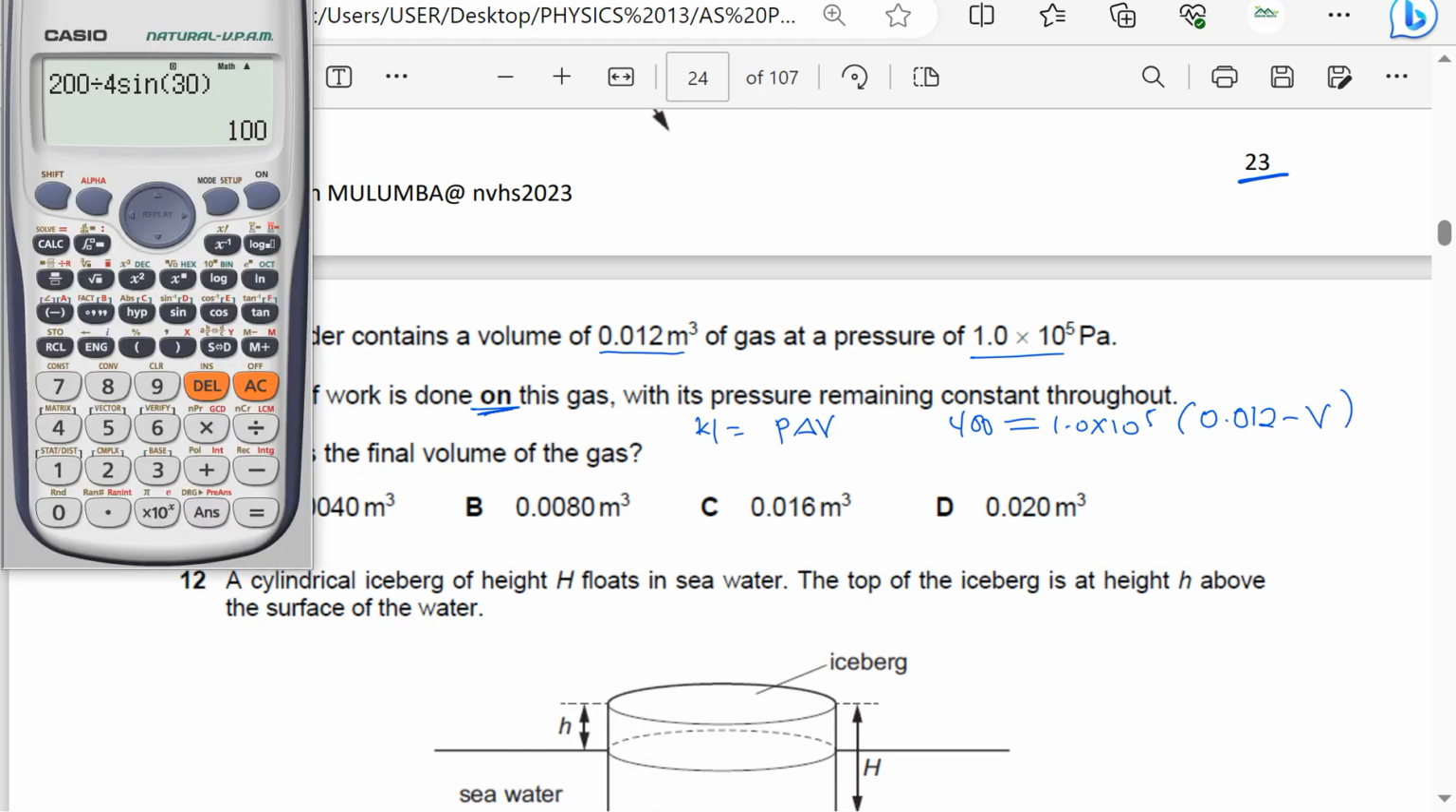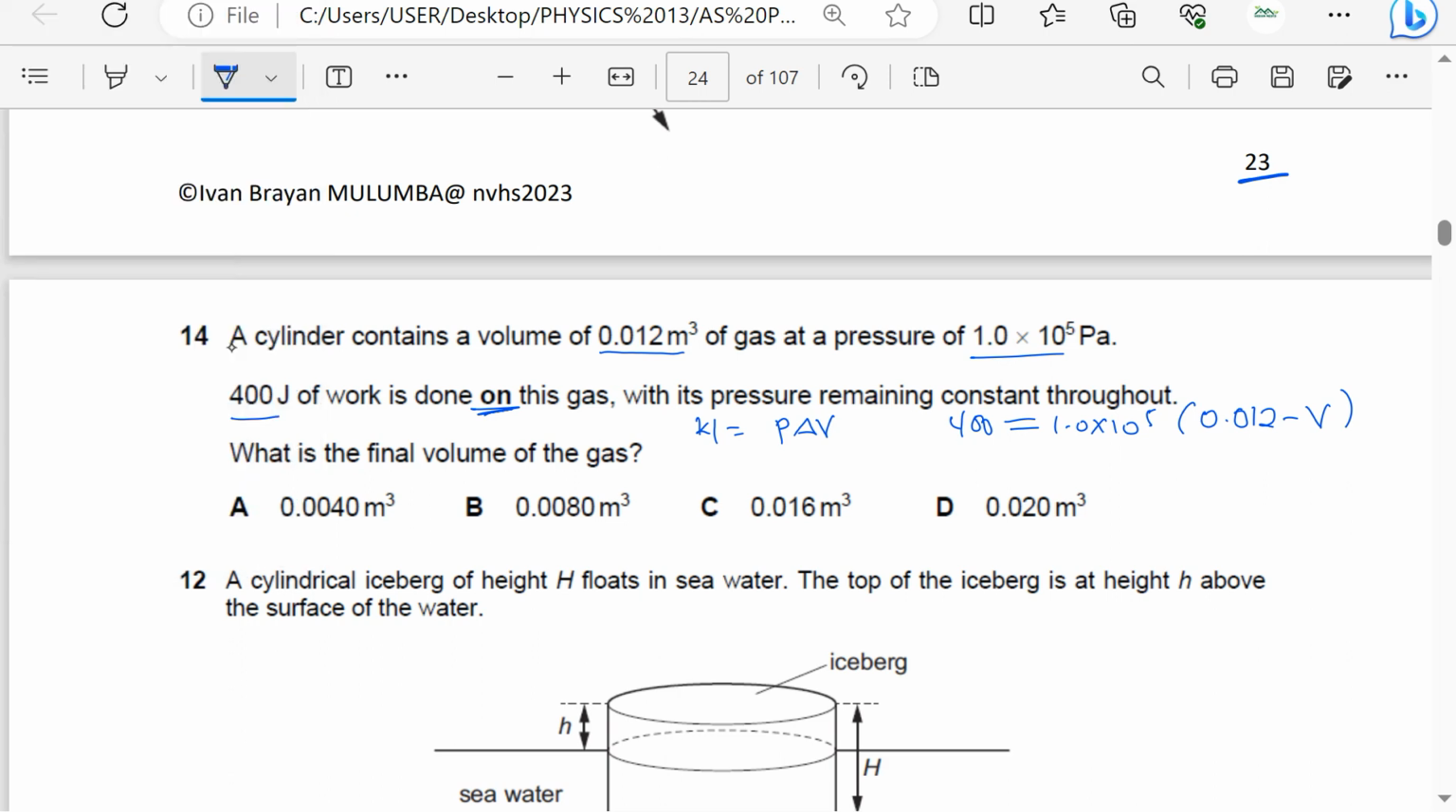So just pressing my calculator, this will be 400 divided by open brackets 1 exponent 5. So that is the change in volume. I want V, so V is going to be equal to 0.012 minus the answer. So this is 8 times 10 power minus 3 meters cubed. This is the same as 0.008. So the answer is going to be B.